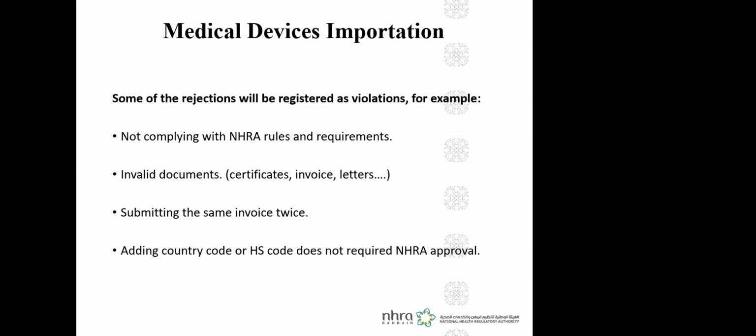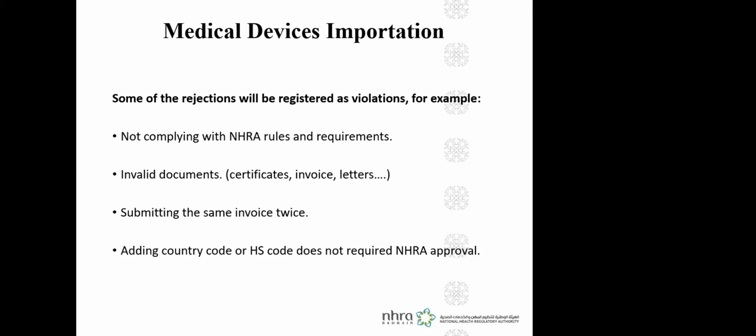If you submit a duplicated request, it will register as a violation. If you have an approved invoice, you have to contact NHRA by email and ask for modification or anything. Do not submit the same invoice again.